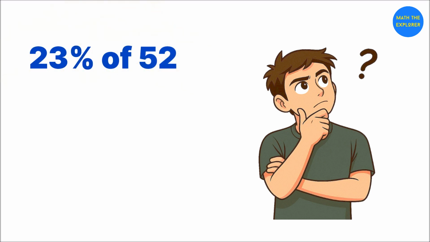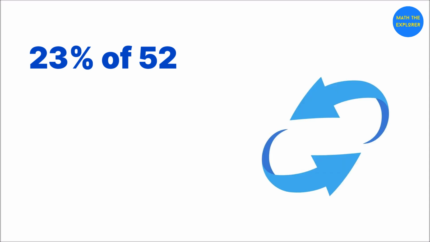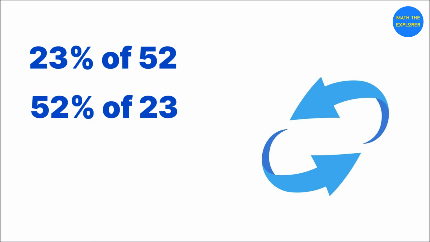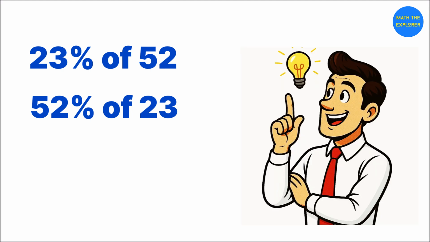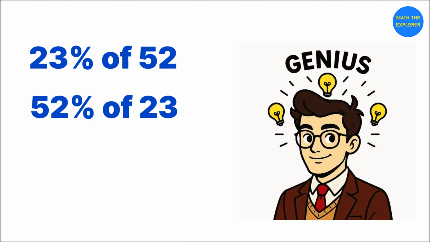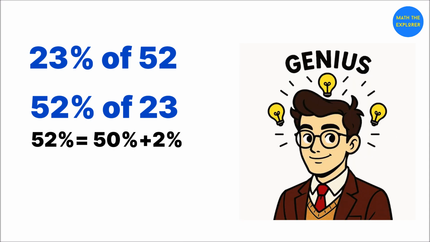Now, what is 23% of 52? With the same process, we can reverse it. So 23% of 52 will become 52% of 23. But there's a problem. There's no easy way to calculate it. The solution that we can make for this is to use a little bit of extra thinking. Since 52% can be broken down into 50% plus 2%, what can we do from there? Since 2% is exactly equal to double of 1%, now it is pretty easy to calculate 50% and 1%.